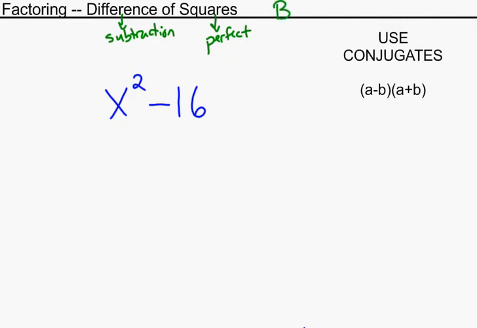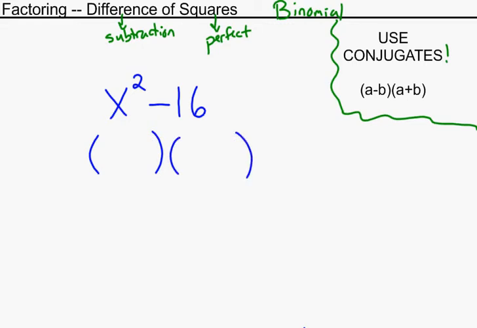The thing that I look for is a binomial. If I have a binomial where these conditions are met, then I'm automatically thinking difference of squares. The key to using difference of squares is realizing that I'm looking for conjugates as my answer, because conjugates FOIL out to a binomial, which we've already seen. So I take my original problem, I look at it, and I realize I'm undoing some sort of FOIL, so I put the parentheses.